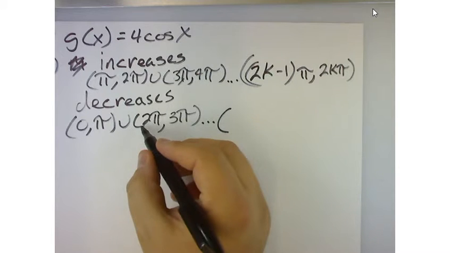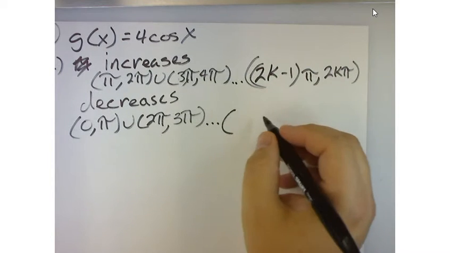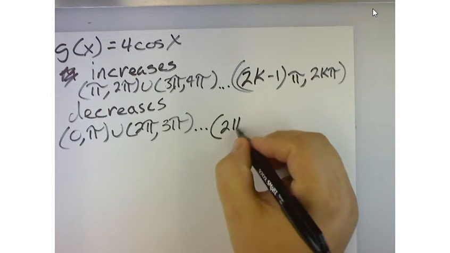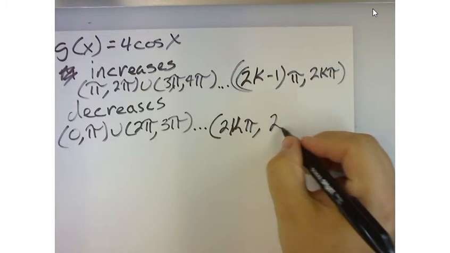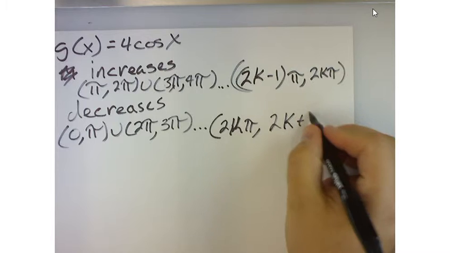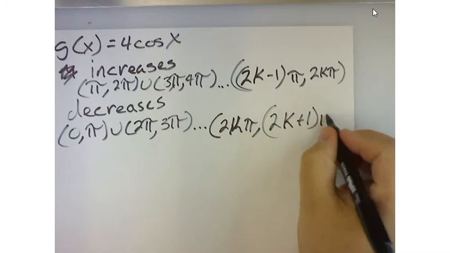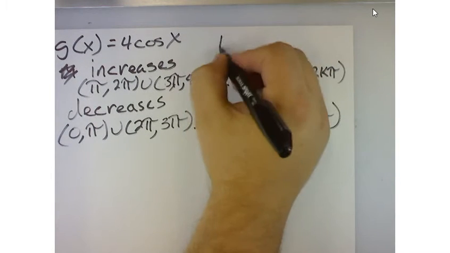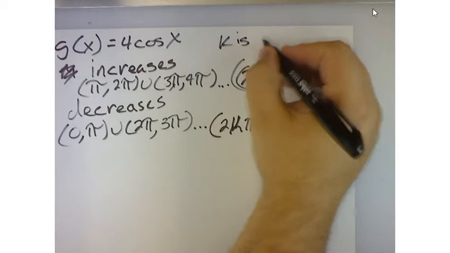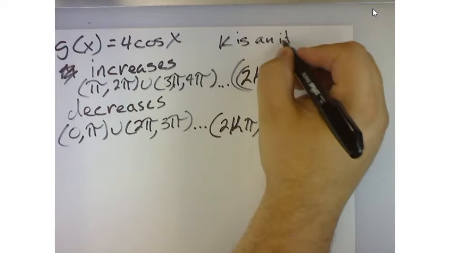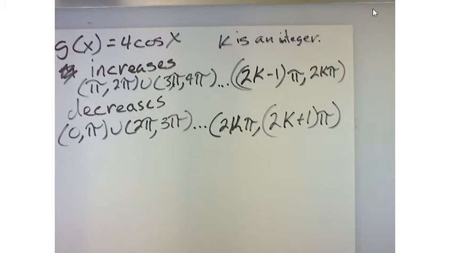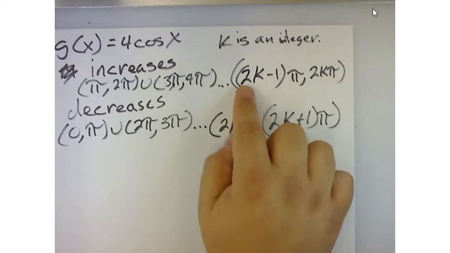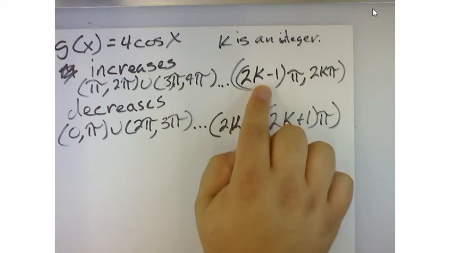This one, it always starts with the even number. So it'd be like 2k times pi, comma 2k plus 1 times pi, where k is an integer. Does that make sense? So if I plug in 1 for k, I get 2 times 1, which is 2, minus 1, which is 1 pi.